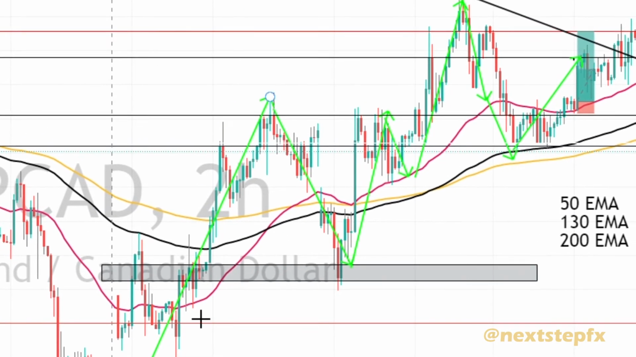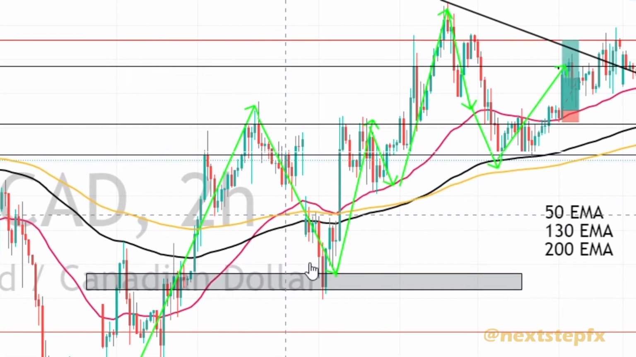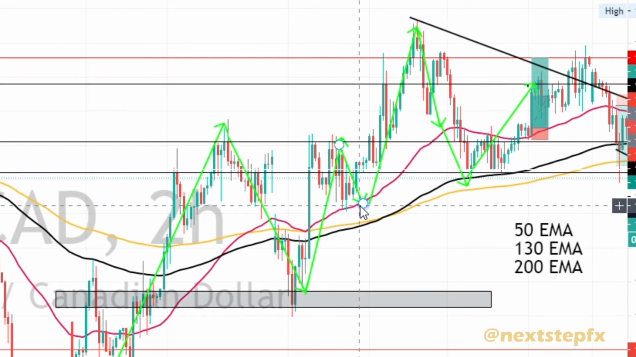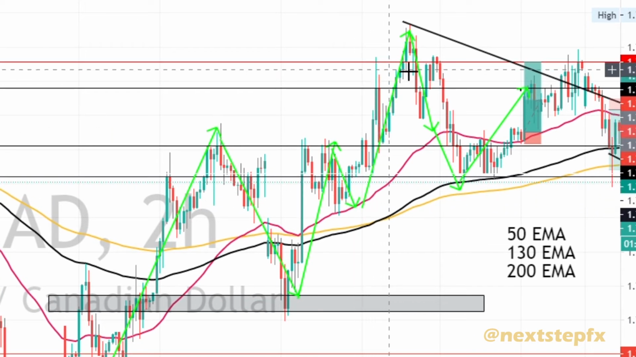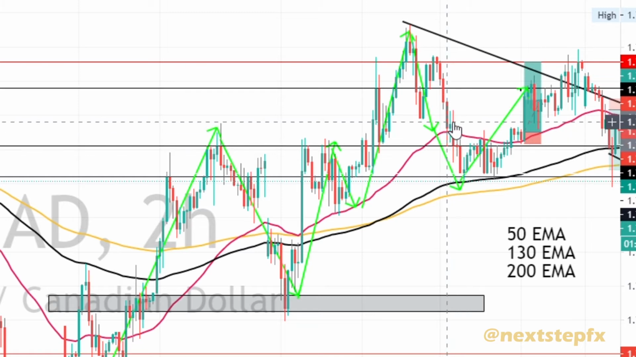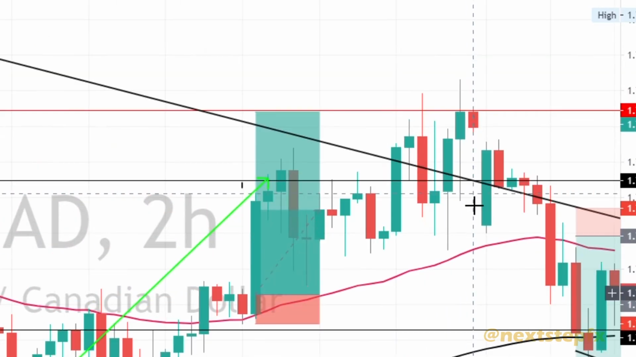So price came up, rejected this level, came back to retest this level. Price came up to reject this level, retested the 50 EMA, and continued up. When it broke the 50 EMA, look what it did. Look where it came to. It came right to the 130. That's my second take profit, remember?